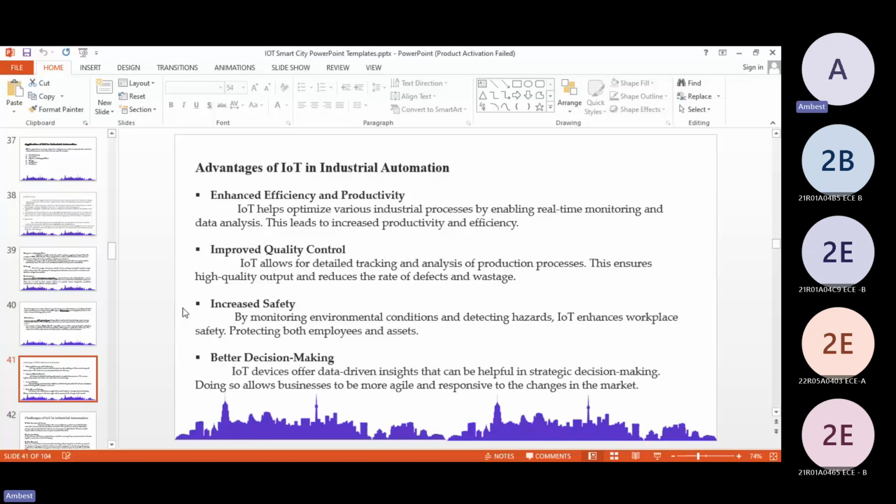Okay, and the next thing was increased safety. So increased safety deals with the monitoring of environmental conditions. By detecting such kinds of hazards, this enhances workplace safety and protects both employees and assets.